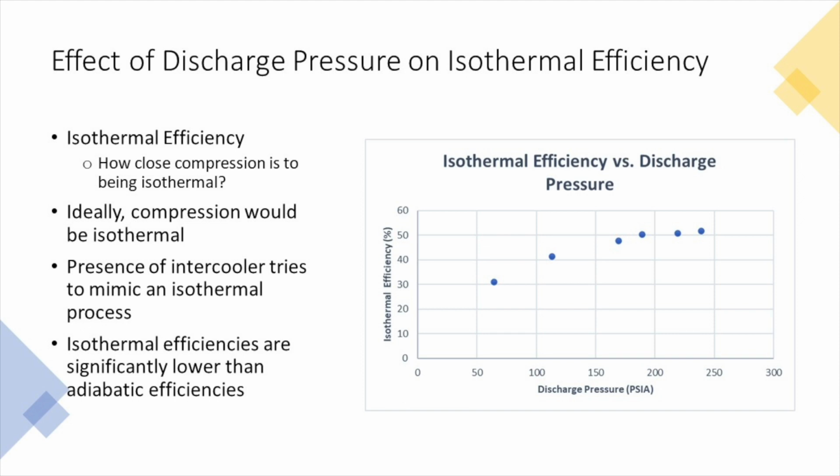This chart displays the relationship between isothermal efficiency and discharge pressure. We see a similar trend happening in this. As the discharge pressure increases, so does our isothermal efficiency. An isothermal process is a process in which the temperature of the fluid doesn't increase. Ideally, our compression would be isothermal. The presence of an intercooler tries to mimic an isothermal process, and isothermal efficiencies are significantly lower than adiabatic efficiencies.